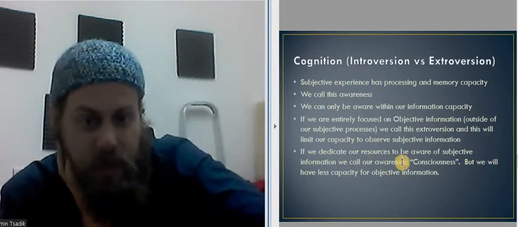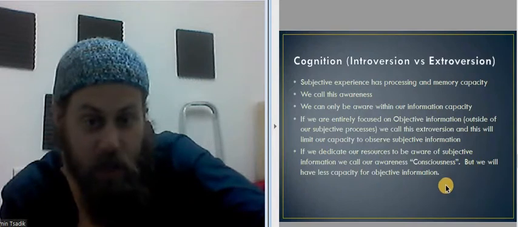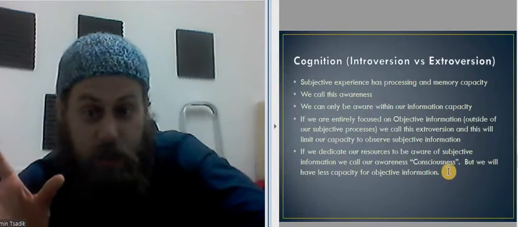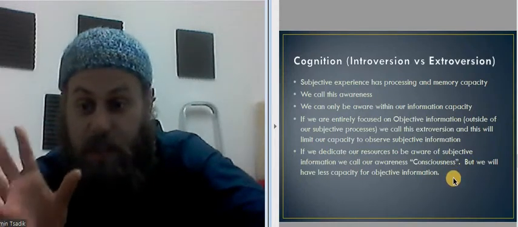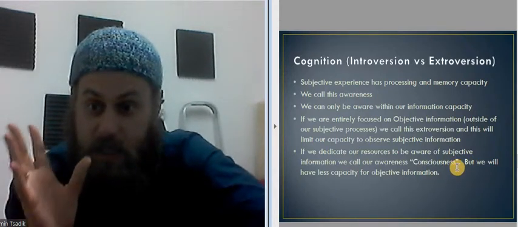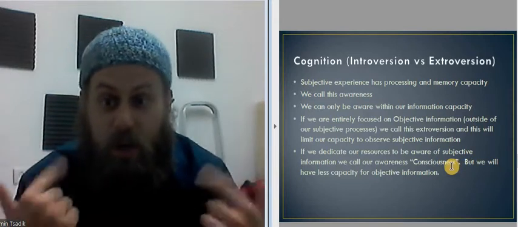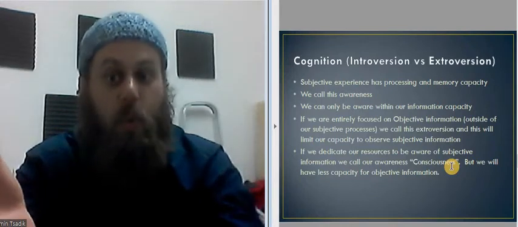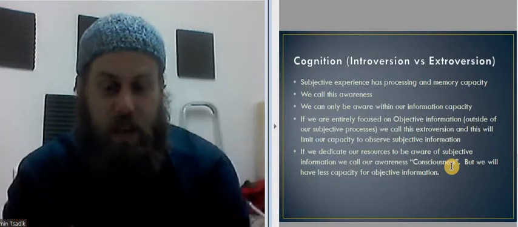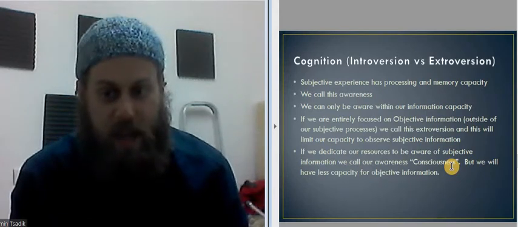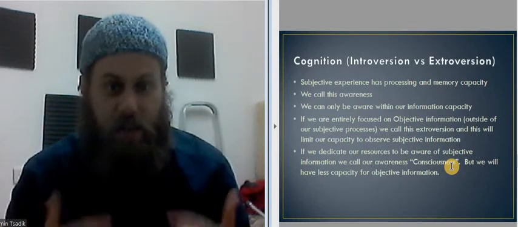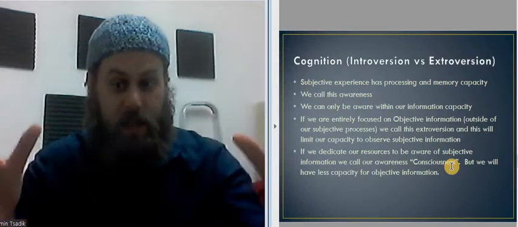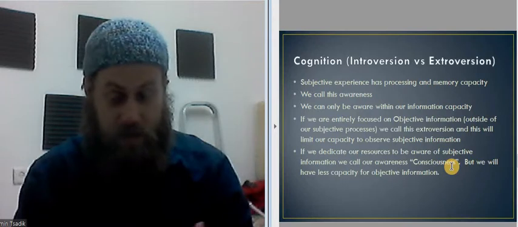If we dedicate our resources to be aware of subjective information, we call this awareness consciousness. So consciousness is the introverted observing; your consciousness is what you're observing when you're looking in. The consciousness is what is observing when you're looking out, but it's what you are observing when you're looking in, when it's looking at itself. So when you're looking in, your consciousness is looking at itself. When you're looking out, we call this awareness, because your consciousness is looking out. So you can see your consciousness if you're subject.